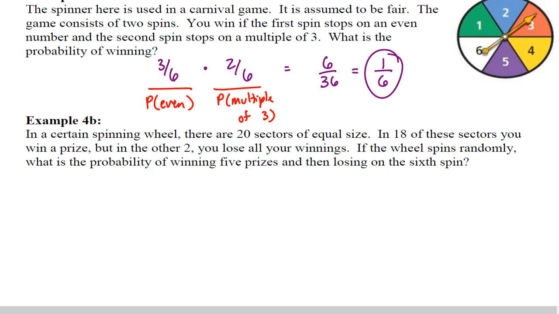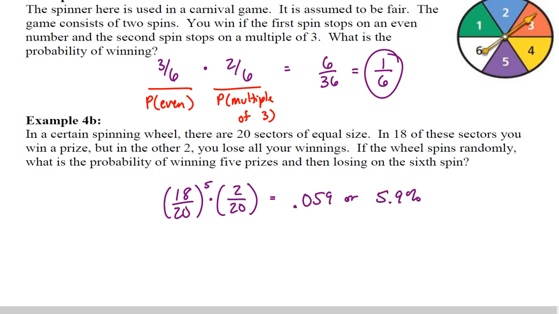So here's the way that's going to work. We're going to set this up like this because we can use exponents here to make it a little easier. Because again, we're spinning 5 times, so our string is 5. Each of those times we spin, we have an 18 in 20 chance of winning. Now on the 6th spin, we're going to have a 2 in 20 chance of losing. And if you multiply those together, this time around we're going to write this as a decimal, 0.059 or 5.9%. Which isn't something we've really talked about so far.